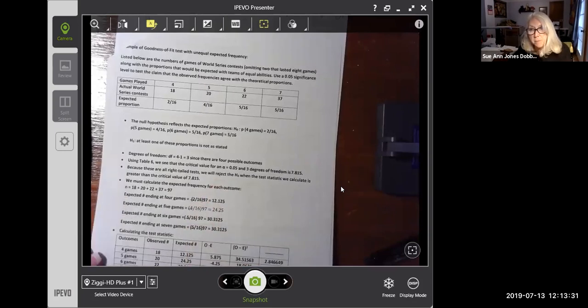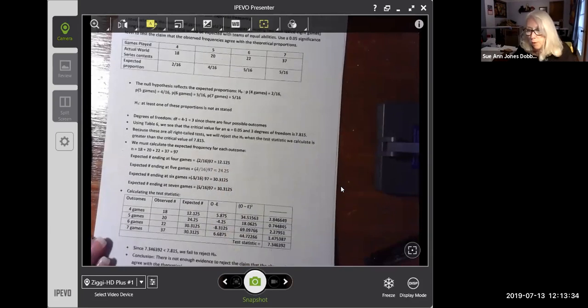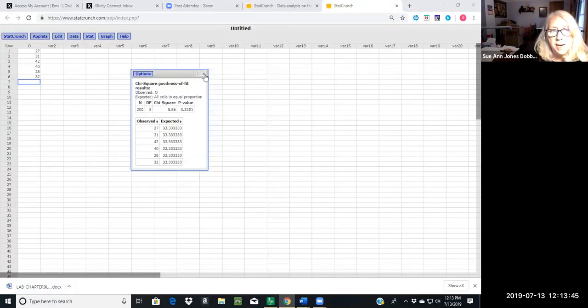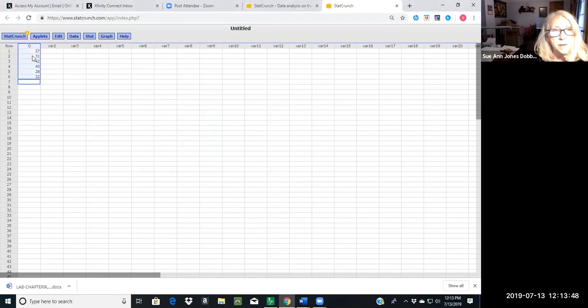Okay? Now, on this handout, I have gone on to write down how you would do it by hand, but I'm not going to do that. I'm going to go directly to StatCrunch here and use the p-value method. So I'm going to change the share to my screen. Okay, and I'm going to get rid of this one, clear the column. Okay, now in this column, I will put in the observed values. Okay, so that's 18, 20, 22, and 37.